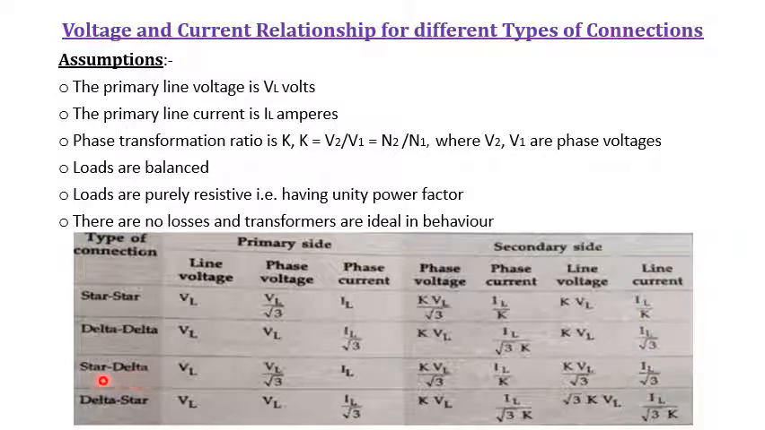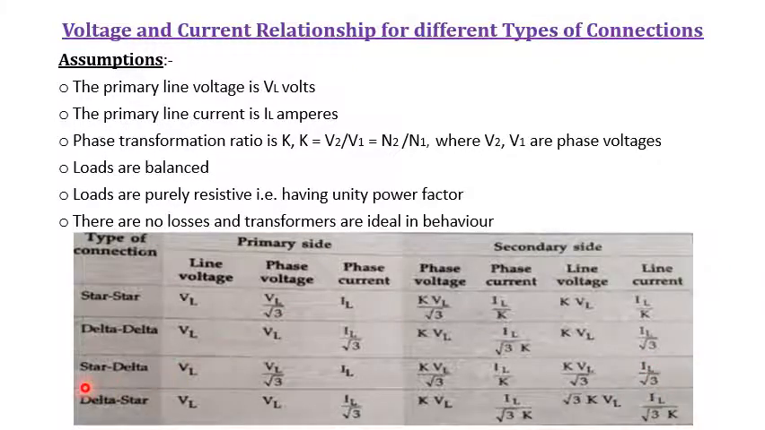Then if you consider the star to delta configuration, again the line voltage is assumed VL, the respective phase voltage is VL divided by root 3, then phase current is IL. This is the same as the star connection. Now on the secondary side, the phase voltage will be again K VL divided by root 3, phase current is IL divided by K, line voltage is K VL, then line current is IL divided by root 3 times K.